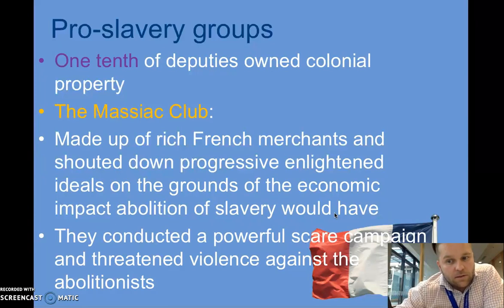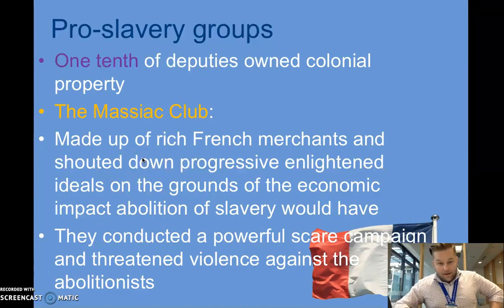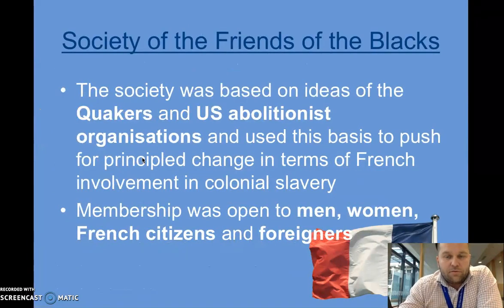Again, of course, you've got one group advocating for change, and as always happens in history, this faces opposition. In this instance, you've got this club here, which of course is made up of rich French merchants. They conducted powerful scare campaigns, threatened violence against the abolitionists, and even tried to suggest that the Society of Friends of the Blacks were actually plotting secretly with the English and the Spanish for a slave revolt.